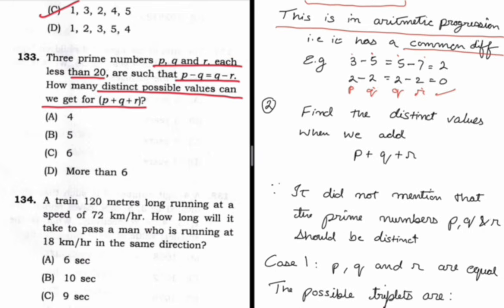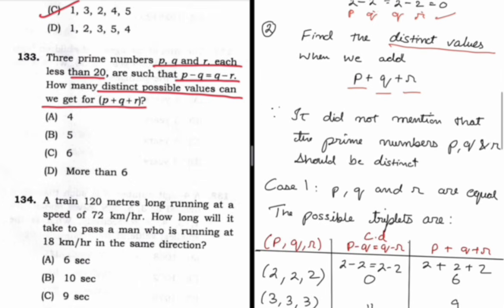Now the second condition says find the distinct values when we add P, Q and R. Here distinct values means that the sums of P, Q and R should have no repeated values. It should only have one value for one number. In the question, it did not mention that the prime numbers P, Q and R should be distinct. It mentioned that the sum P plus Q plus R should be distinct, but the prime numbers themselves need not be distinct.